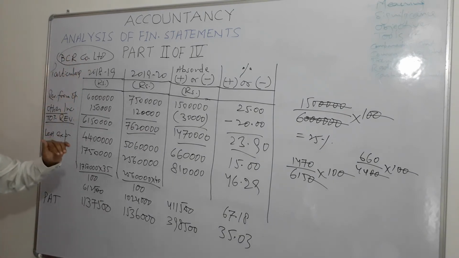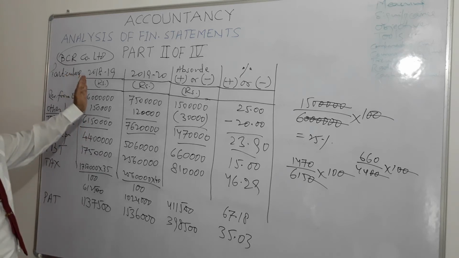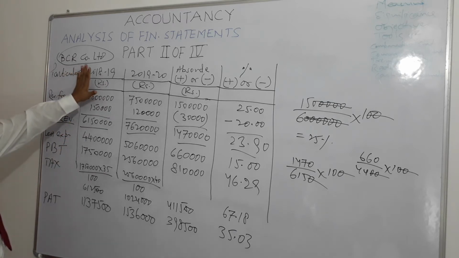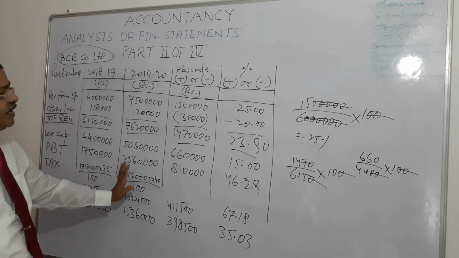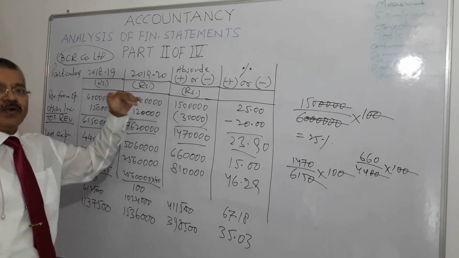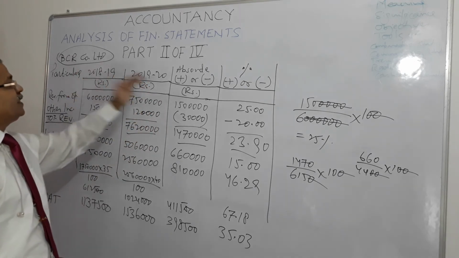BCR Company Limited, what we are doing? We are doing a comparative statement. For this company, we have taken the profit and loss statement for 2 years, 2018-19 and 2019-20. In the first column we have taken particulars, in the second the 18-19 figures, in the third 19-20, and in the fourth column the absolute increase or decrease in 19-20 over 18-19.